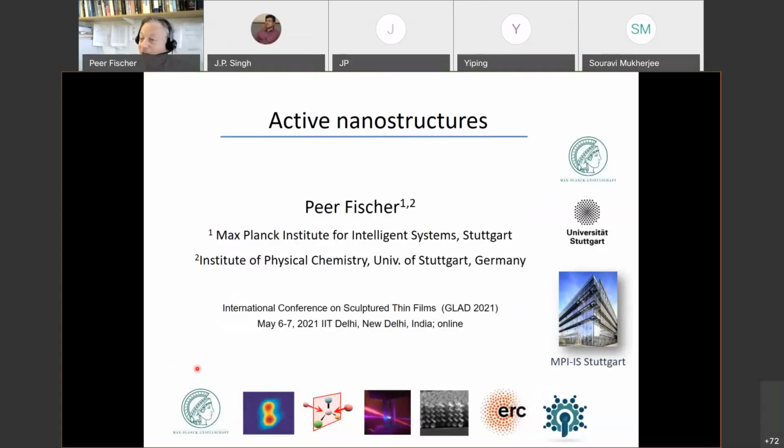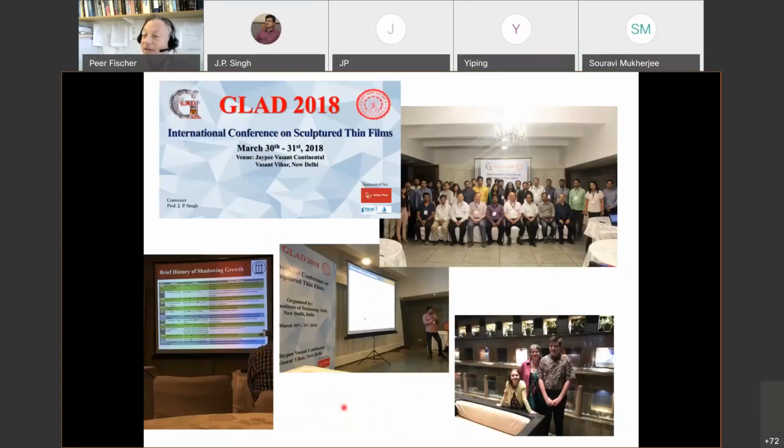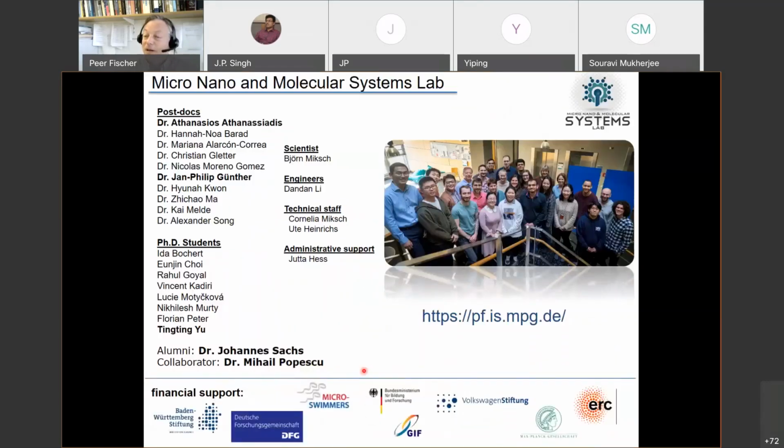Since we're in time, I'll just show these pictures again. This was the meeting in 2018. Here are the attendees, and my children visiting and Ruth Singh giving the talk. And this is the thanks to my research group, the people whose work I'm going to present.